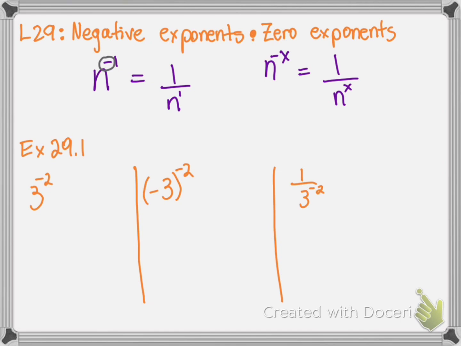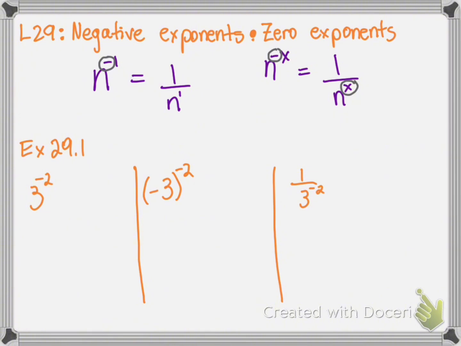Now, if we have negative x, like in this case, we're going to do exactly the same. We're first going to use the token of that negative, and that's going to pass it to the reciprocal. That's why it's on the bottom. And then x is going to be positive because the negative exponent we already used.